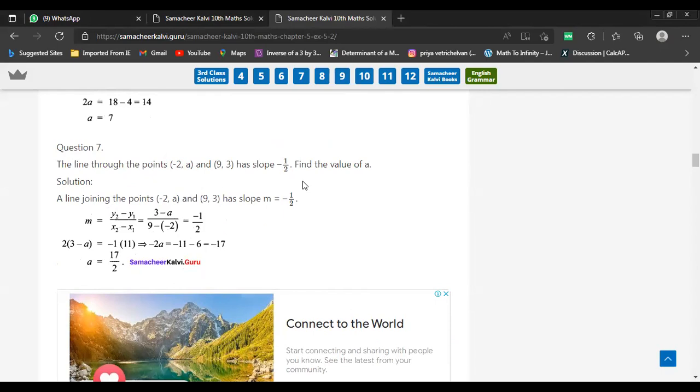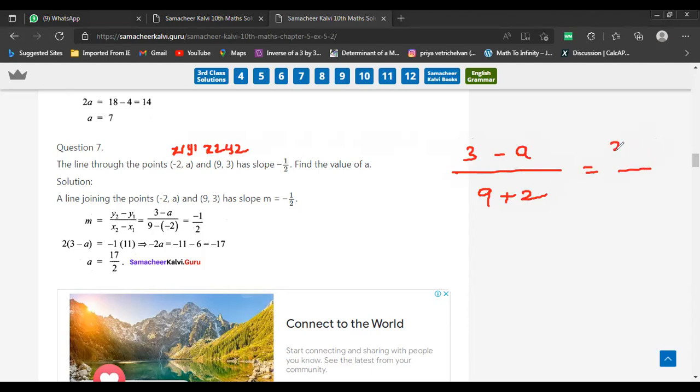So you know the formula for the slope with the help of 2 points, which is (y2 minus y1) upon (x2 minus x1). Just replace m with negative 1 by 2, and assume this as x1 and this is y1, this is x2 and this is y2. It's going to be 3 minus a upon 9 minus of minus 2, which turns into plus 2. So that gives you 3 minus a upon 11.